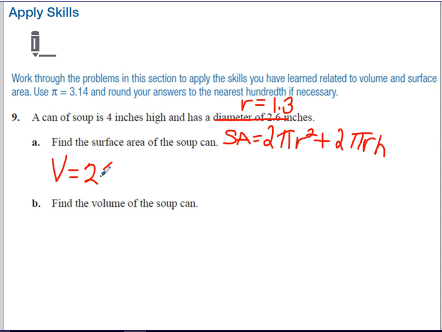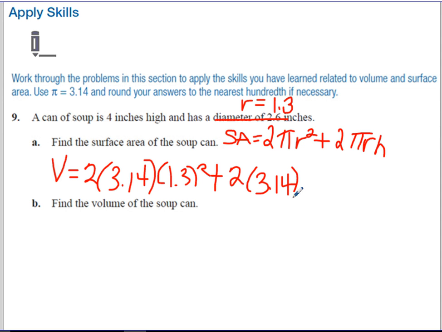2 times 3.14 times 1.3 squared plus 2 times 3.14 times 1.3. Now this time it's not squared because this is giving us the circumference, and then we multiply it by our height, which was 4.